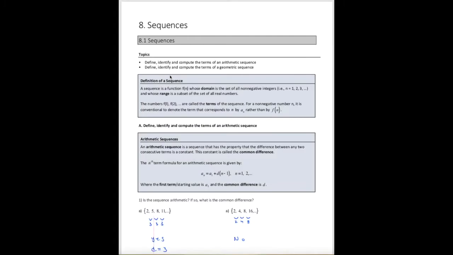This is Derek, and in this section we're going to look at sequences. If you're in the co-rec, this is chapter 12, and in 141, chapter 8. So first off, definition of a sequence.